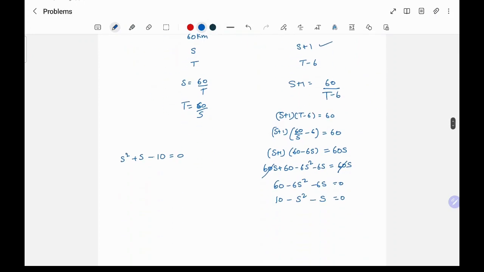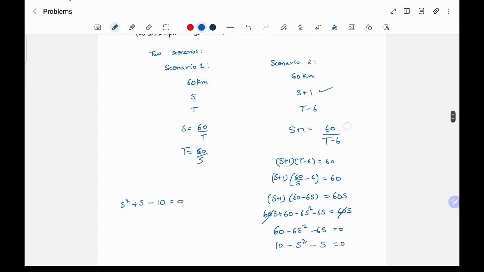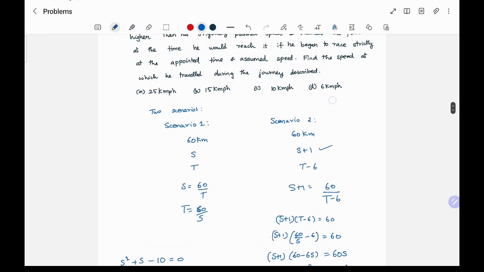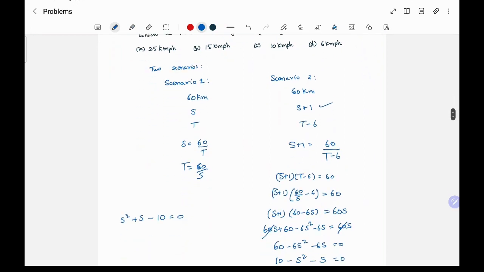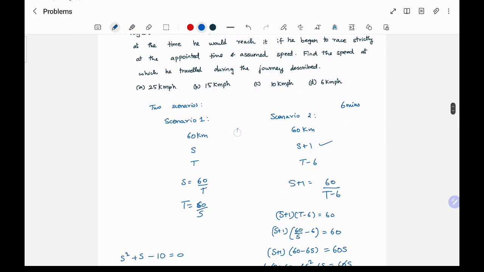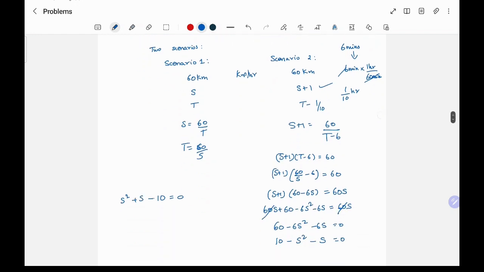So let's see if we did any mistake. As I said, this is 6 minutes. So he reached later by 6 minutes. 6 minutes is nothing, but we are dealing with kilometer per hour, so we need to convert it into hours. 6 minutes is 6 into 1 hour by 60 minutes. So we get 1/10 of an hour, so this will be 1 by 10. That's the mistake we did.